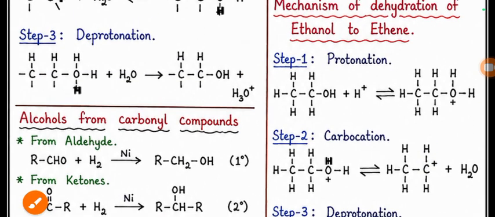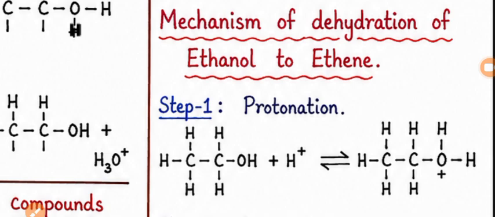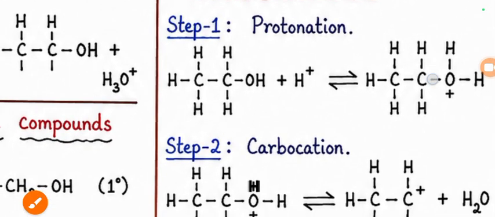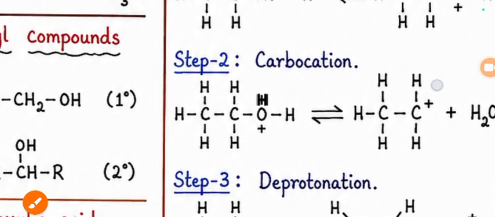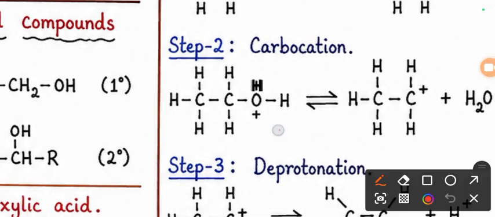We have one more mechanism in this chapter. One more 3 marks mechanism: dehydration of ethanol to ethene. This is also very important. First step, for this ethanol there is a protonation, addition of proton to form oxonium ion. In the second step, from this oxonium ion, water will be released and the positive charge shifts to the carbon atom.